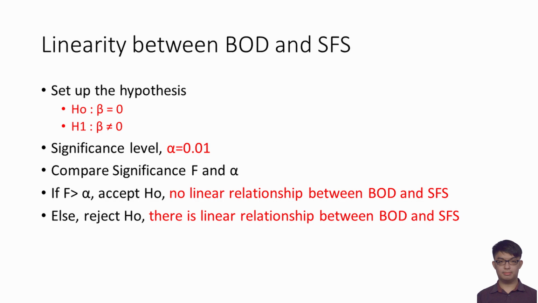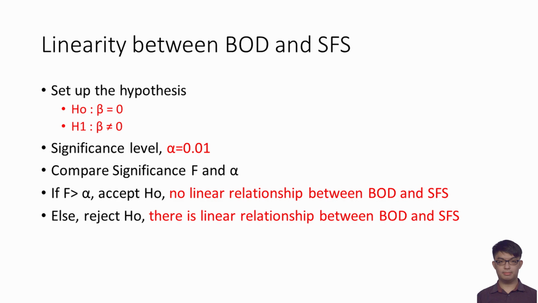For the first step, we have to set up the hypothesis, where H0, the null hypothesis, is that the slope is equal to 0, which means there is no relationship between BOD and SFS. Then the alternative hypothesis H1 will be beta not equal to 0. That means that there is a linear relationship between BOD and SFS. Next, we will set our significance level at 1%, or alpha equals 0.01.